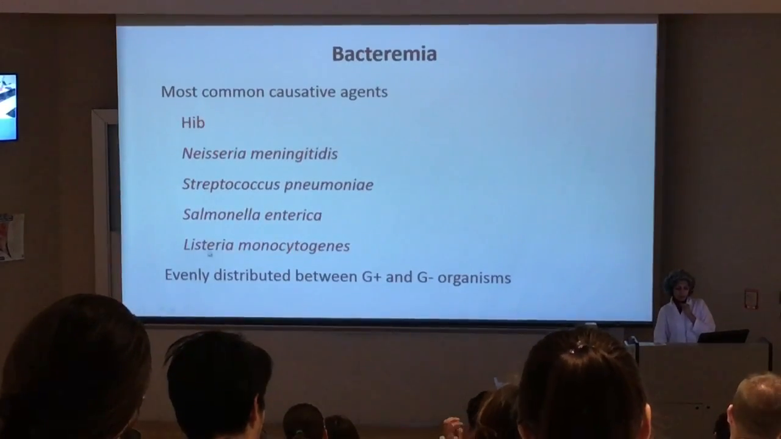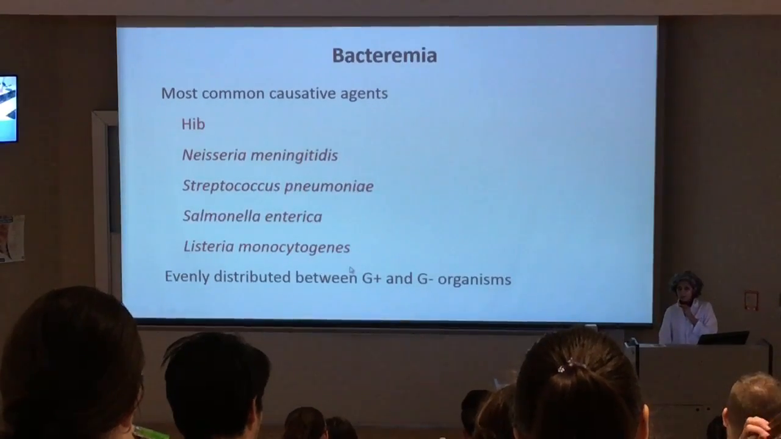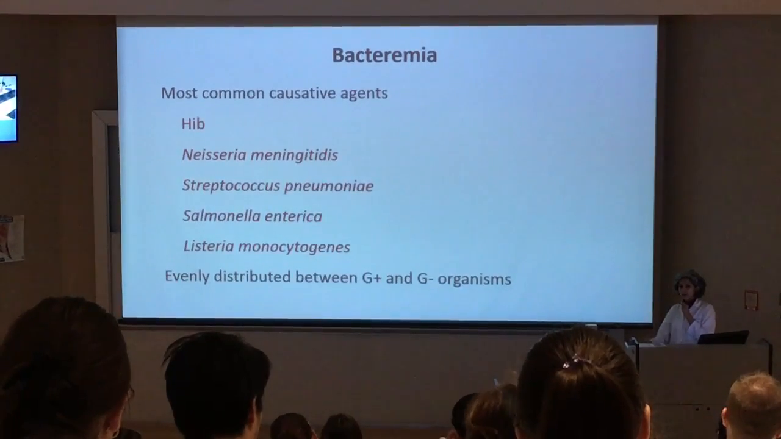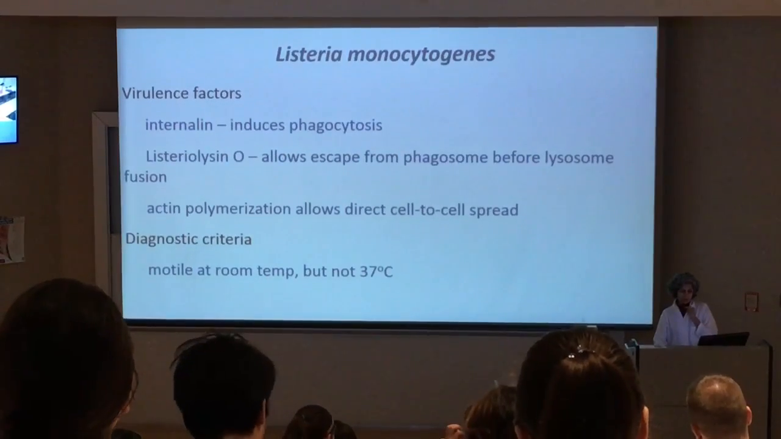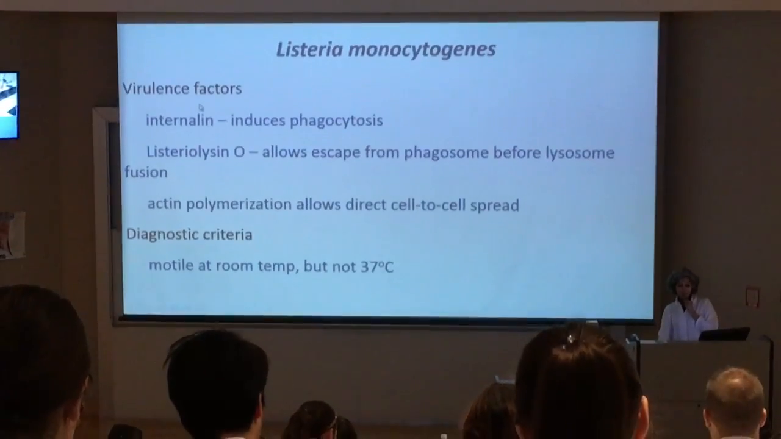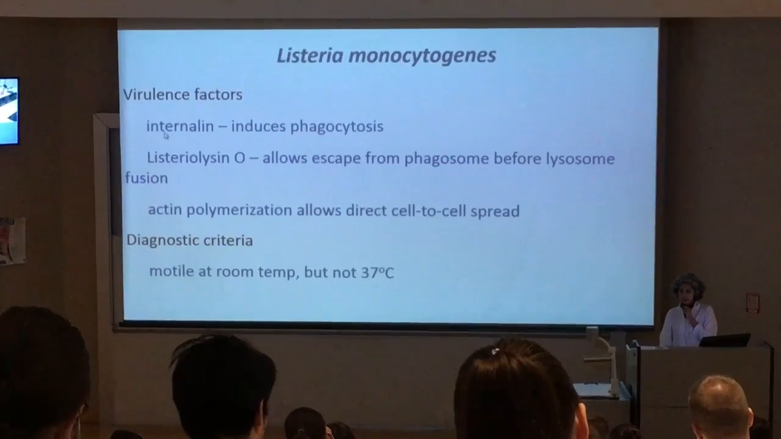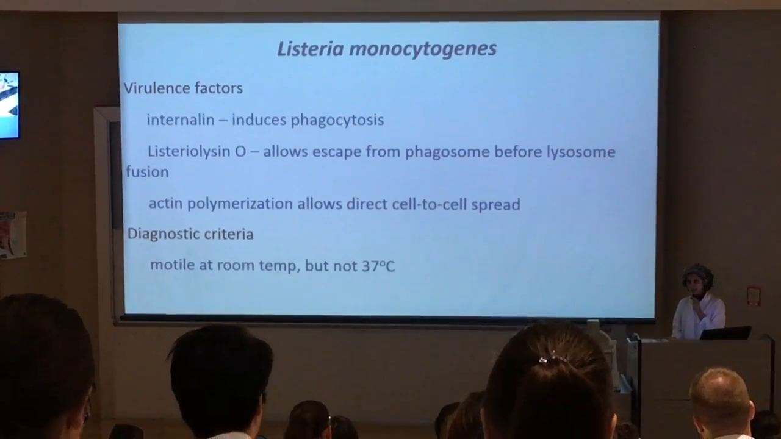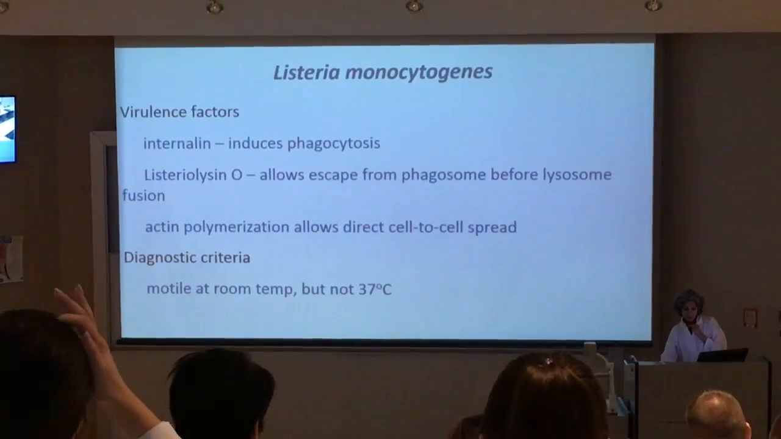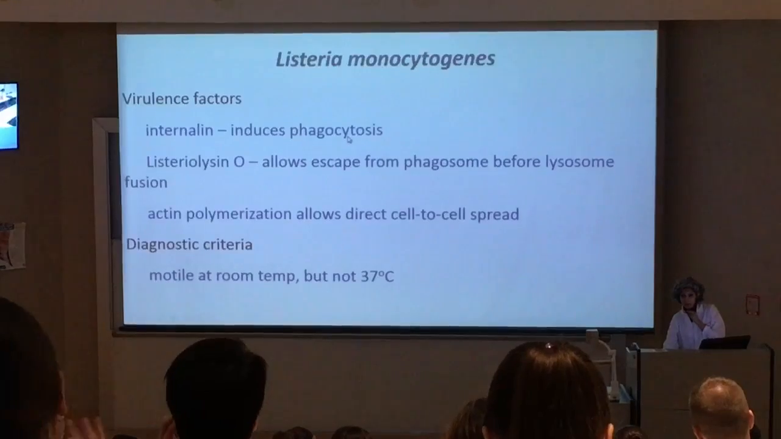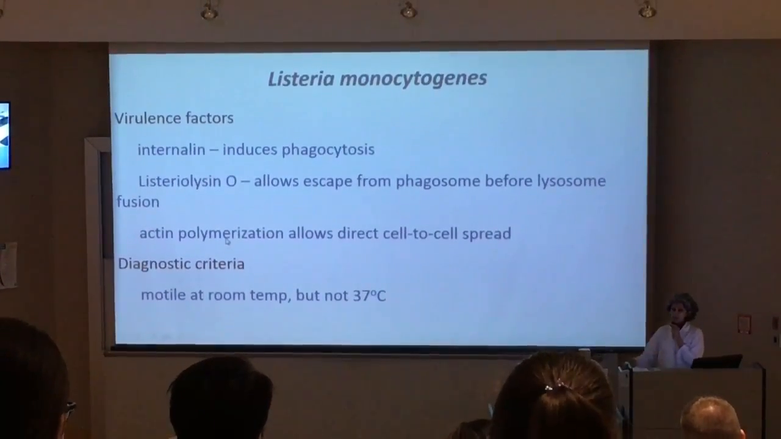Salmonella enterica or Listeria monocytogenes. So all of these can cause bacteremia. That means they slip into the bloodstream and then potentially cause a more serious infection. Okay? With Listeria monocytogenes, some of the virulence factors that we talked about that help to cause disease, one is internalin. It forces the cell to phagocytose the bacterium, right? And then it spreads. So once it does that, into a non-phagocytic cell, then it uses actin polymerization to spread from cell to cell.